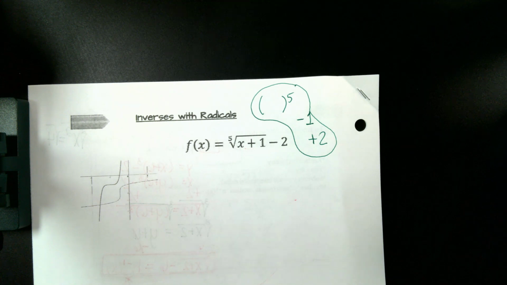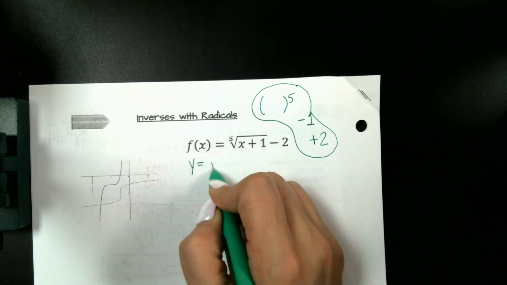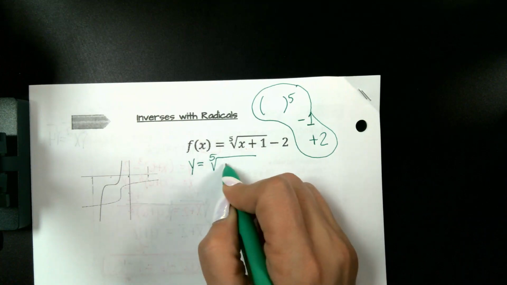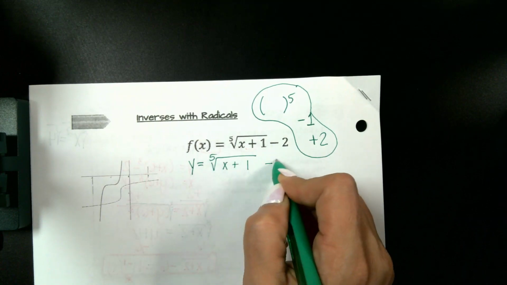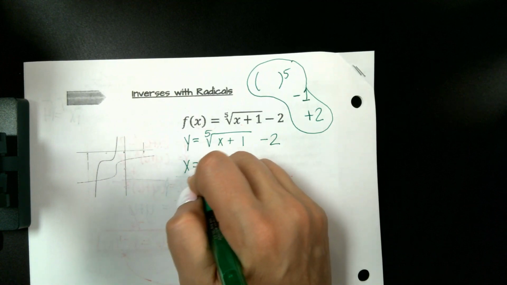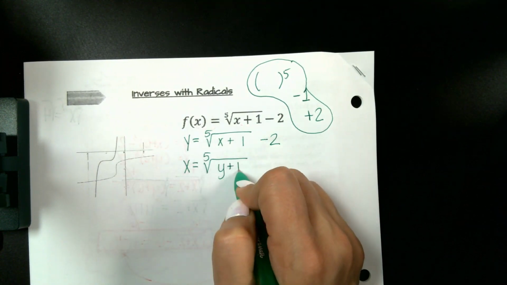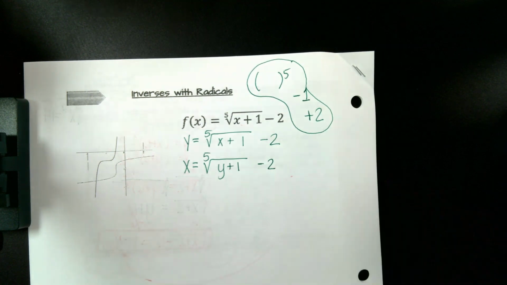Okay, so let's just start working through this. First, put the letter Y in. Keep everything else the same. And then after you put in the letter Y, trade your two letters. So X equals the fifth root of Y plus 1 minus 2. And make sure that minus 2 is outside the radical.